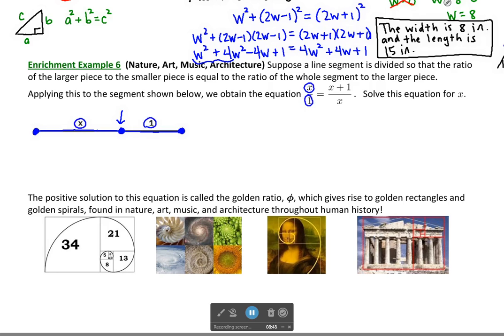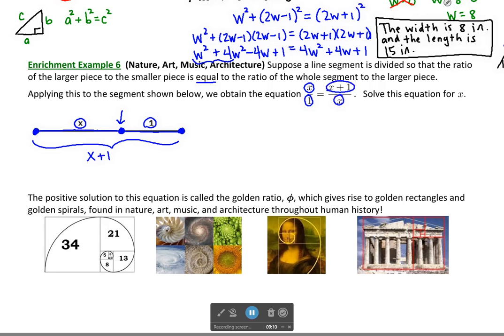So that ratio is equal to the ratio of the whole segment. Notice the length of the whole segment would be x plus 1 to the larger piece. So there's the whole segment to the larger piece. So I want to divide this segment so that those ratios are equal. Solve this equation for x.